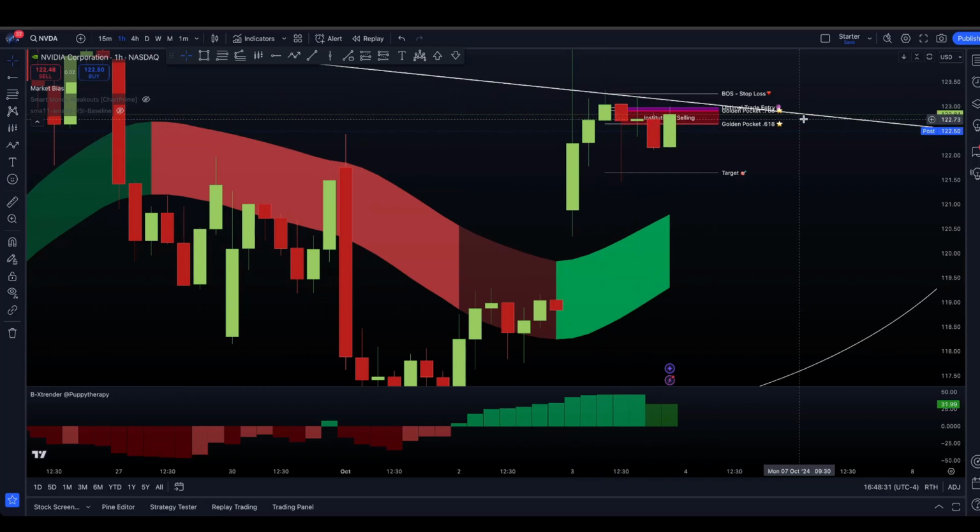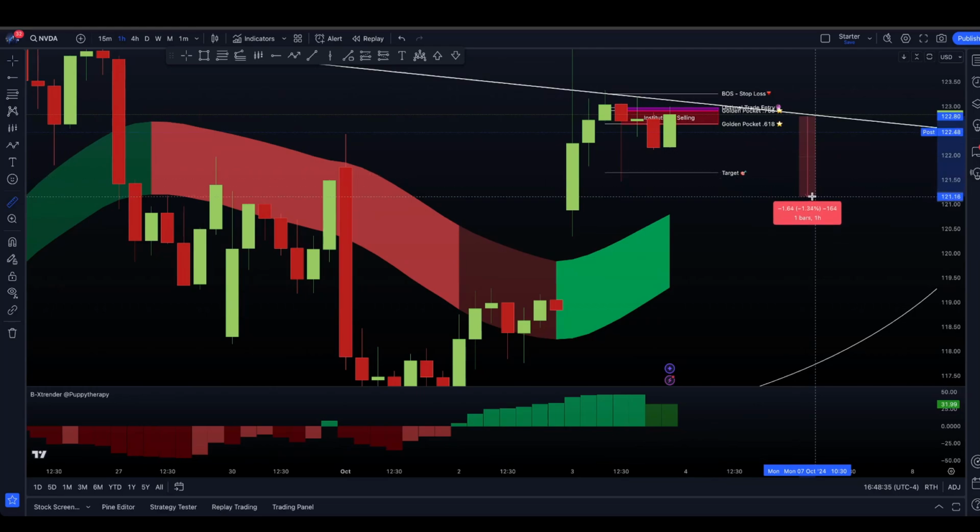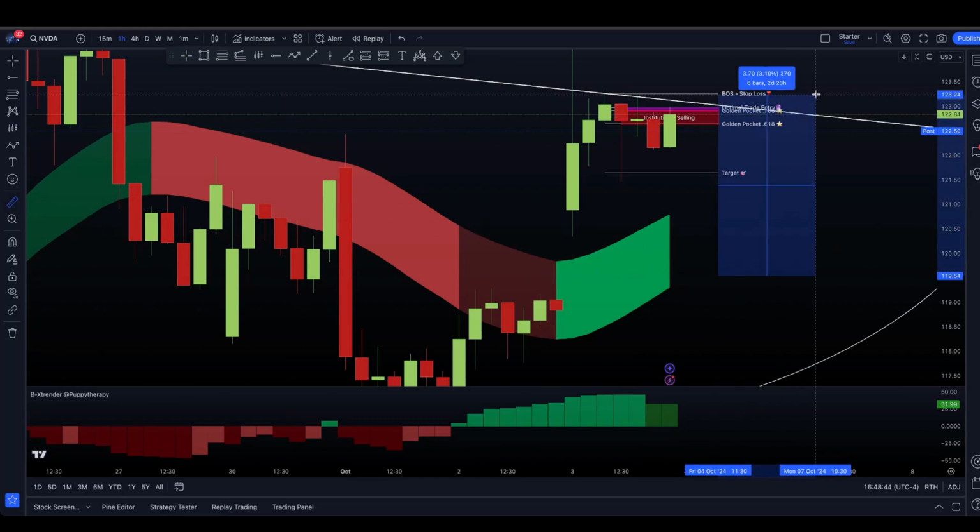So what I'm assuming to happen is that Nvidia is going to sell off tomorrow or in the next couple of days, maybe down to 121.50, worst case $121. I do think it will bounce off of this level on the 1-hour market bias, and I do think that price will push its way back up within the next couple of weeks. But at this point, I'm going to continue to hold my Nvidia puts until we break over $123.50.